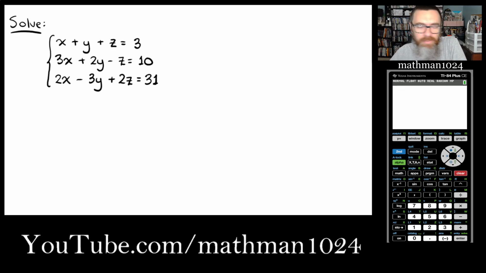All right, more fun with matrices. So let's solve this guy using matrices, and then we'll check with the graphing calculator to make sure that we're doing things the right way. So first, rewrite as the augmented matrix.